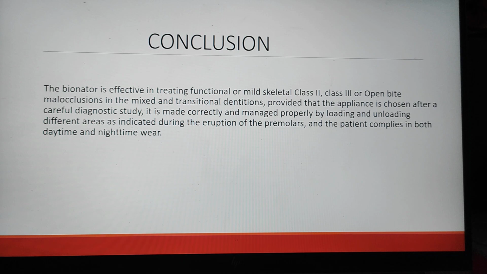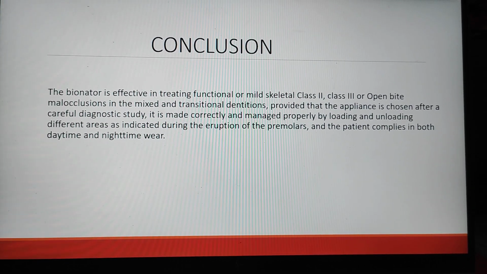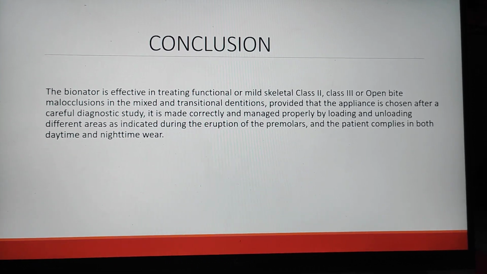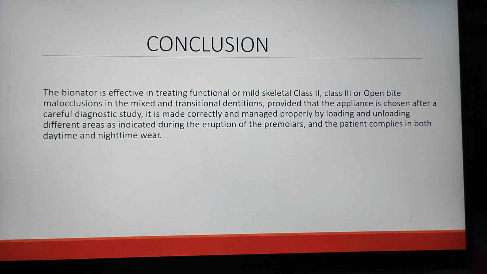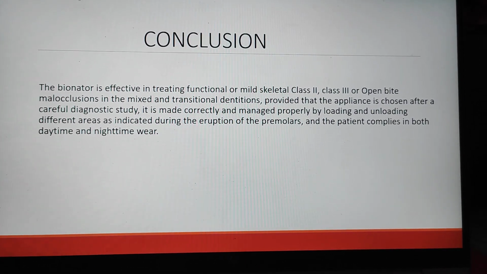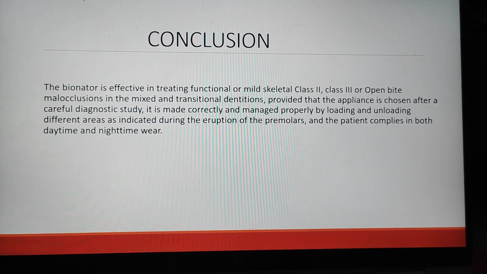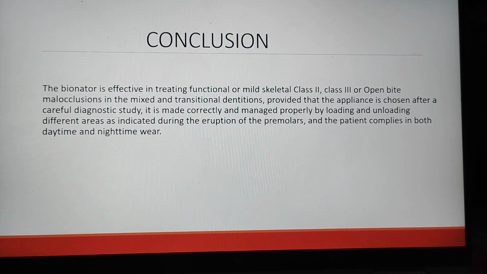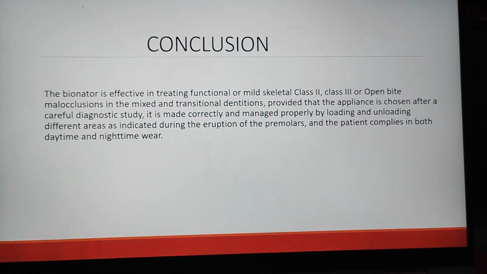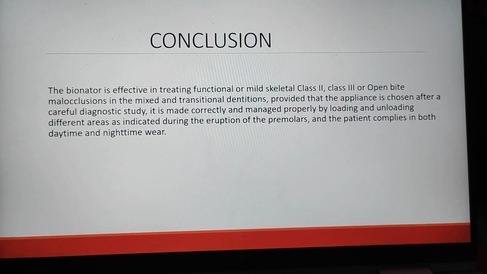To conclude, the bionator is effective in treating functional or mild skeletal class 2, class 3 or open bite malocclusions in the mixed and transitional dentitions, provided that the appliance is chosen after a careful diagnostic study. It is made correctly and managed properly by proper loading and unloading of different areas as indicated during the eruption of the premolars, and the patient complies with both daytime and nighttime wear.